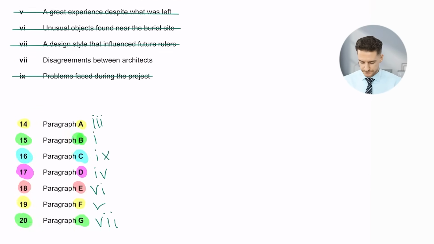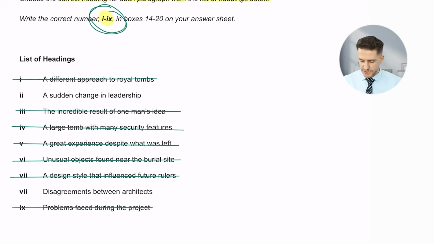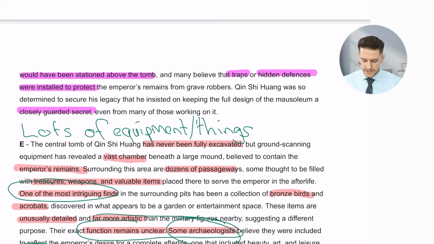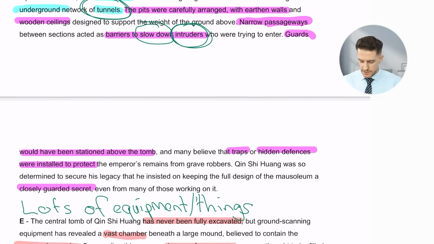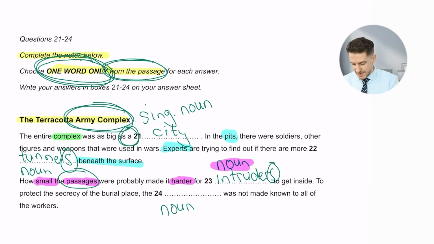Let's go down. Yes, we found the passages, made it harder for intruders to get inside. And again, you need to have that S. Now, just let me double check. Always double check if you have time. Yeah, who were trying to enter. Okay, so that has a very similar meaning as to get inside. All right, let's move on and go to the next one.